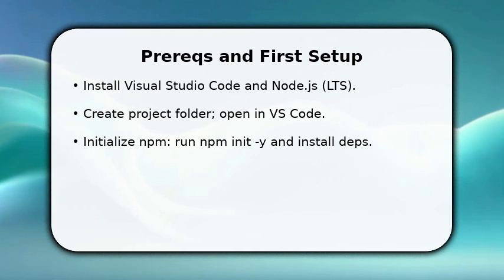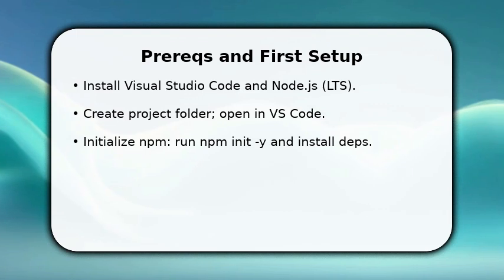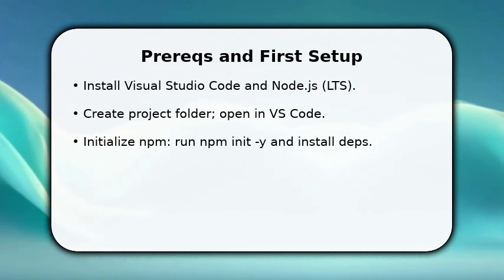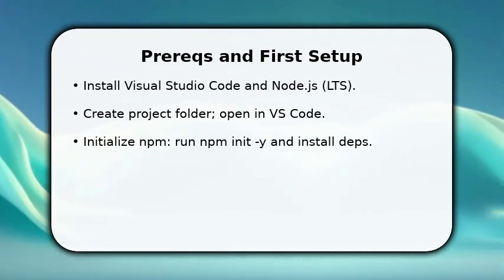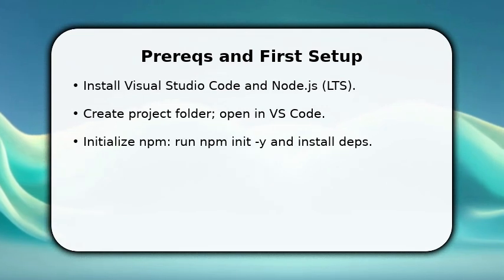Then install essential packages: an HTTP client, dotenv for secrets, and the SDK for your chosen model so you can connect securely. Make sure to create a .env file now and never commit keys. This keeps credentials safe as you continue building.